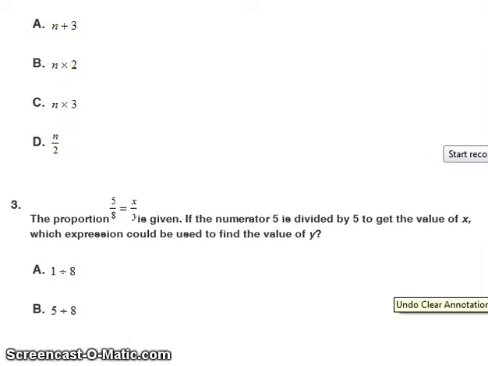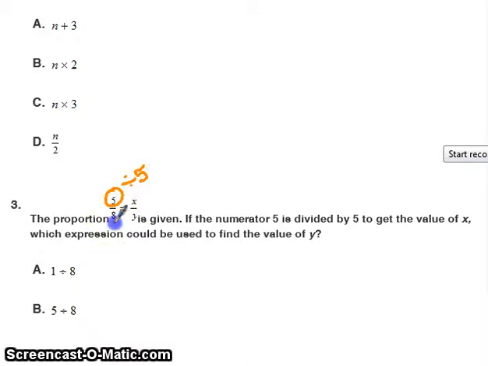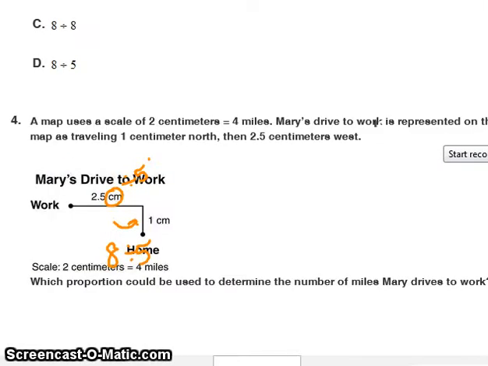Question 3, the proportion 5 over 8 equals x over y is given if the numerator 5 is divided by 5 to get the value of x. Which expression could be used to find the value of y? So if we take this and divide it by 5, what should we do to 8 to keep it constant? Well, if you do this to the top, you should do the same to the bottom. We're looking for, therefore, 8 divided by 5. That's not A, that is not B. It is not C, it is D.